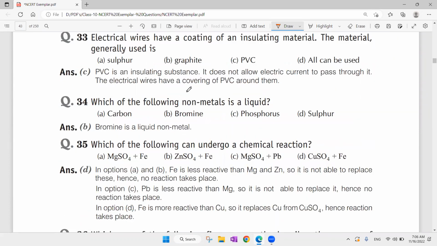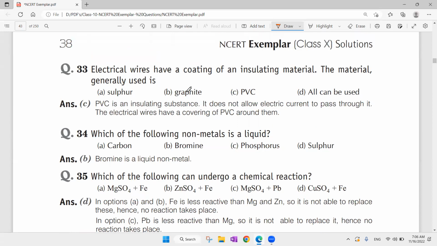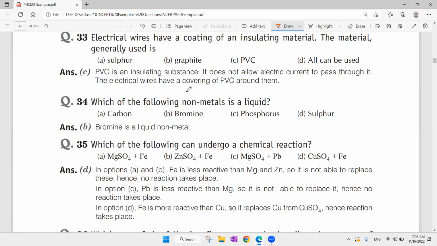33. Electrical wires have a coating of insulating material. The material generally used is... If you can observe in a house, there will be copper wire. On that copper wire, some plastic will be coated to avoid electric shock. So graphite cannot be. Sulfur is a powder, we cannot make it. So if graphite is not the answer, sulfur is not the answer, and all can be used is also not the answer. So the answer is C, PVC.